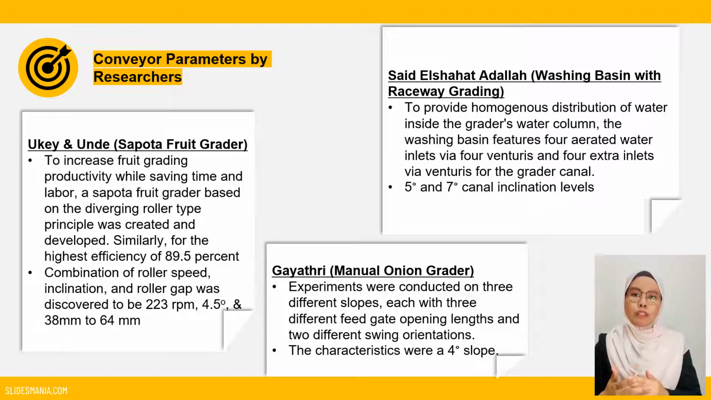of the researching washing machine with raceway grading to provide a homogeneous distribution of water inside the graders, water column. The washing machine featured 4 aerated water inlets via 4 venturis and 4 extra inlets via venturis for the grader canal. 5 degree and 7 degree canal inclination levels were provided.